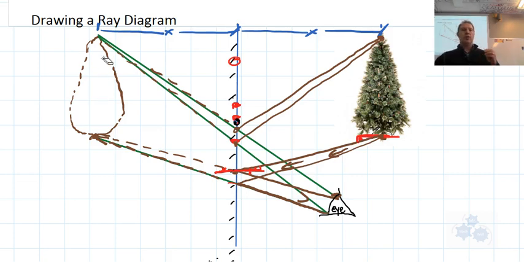I would suggest drawing the image the same size and the same distance away from the mirror, and again, at exact 90-degree angles. And then you fill in these ray diagrams, and that's how your eye would see that image. Okay? Any questions?